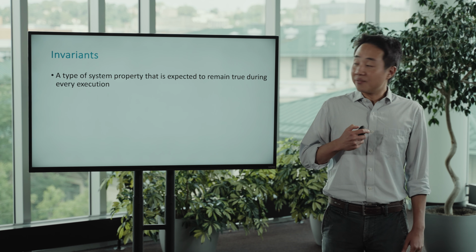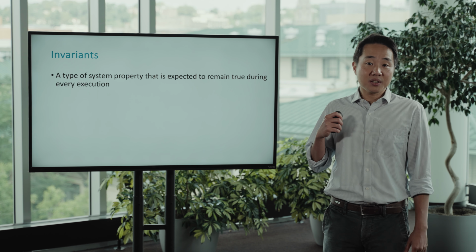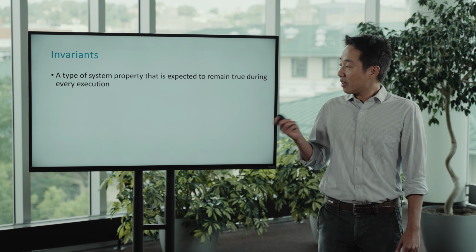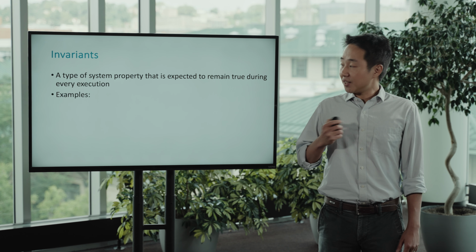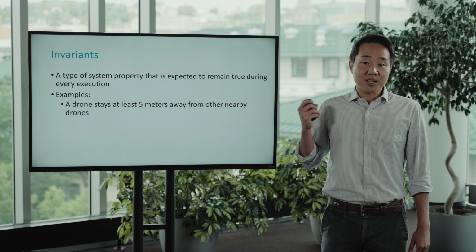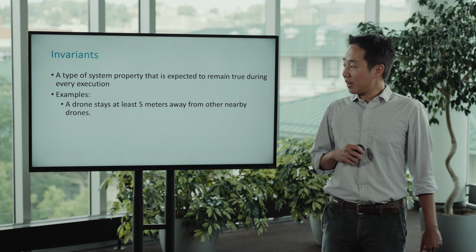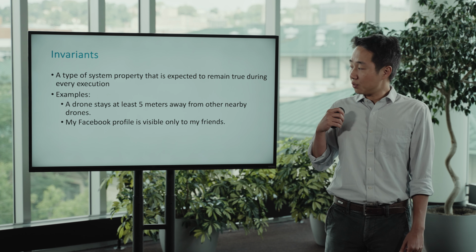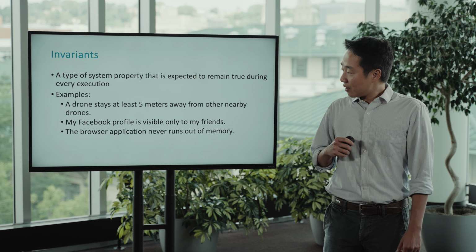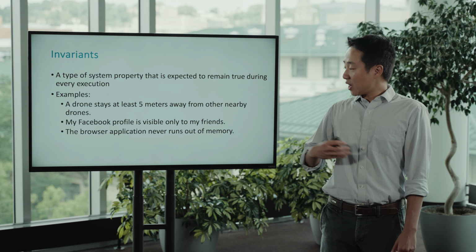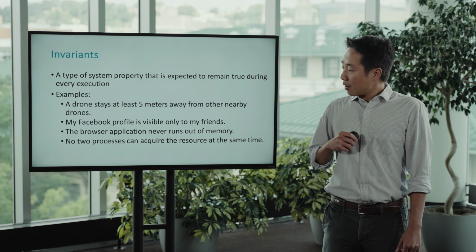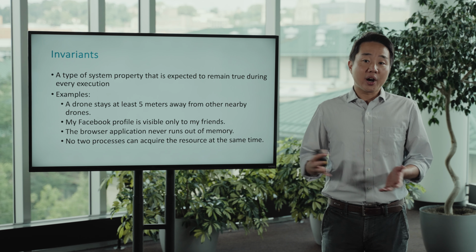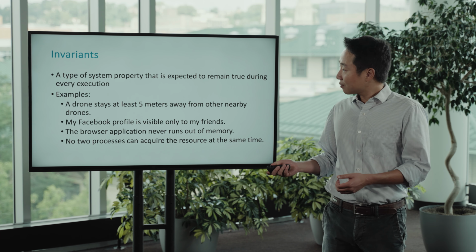So what is an invariant? An invariant is a type of system property that is expected to hold in every step of execution. So examples of invariants may say things like, your drone stays at least 5 meters away from other nearby drones, or that a Facebook profile is only visible to the friends of the user, or that the browser application never runs out of memory, or that no two processes in the operating system should be able to acquire a critical resource at the same time.